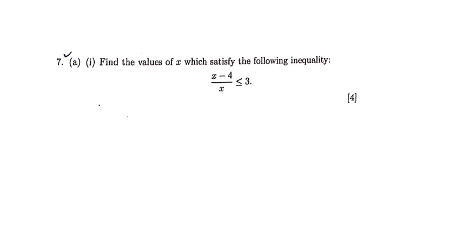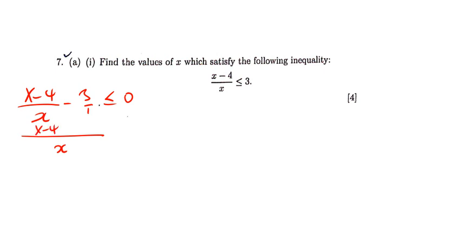That would mean (x minus 4) divided by x minus 3 is less than or equal to 0. At this point I can divide here by 1 and find the common denominator, which is x. x into x is 1, 1 times x minus 4 is x minus 4, then 1 into x is x, x times negative 3 is negative 3x, less than or equal to 0.